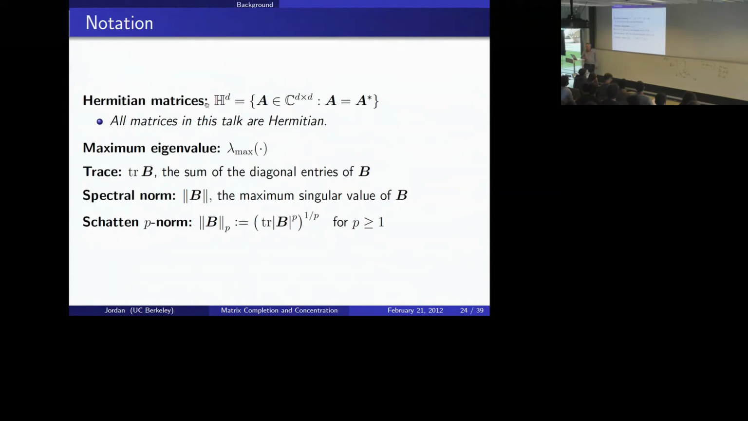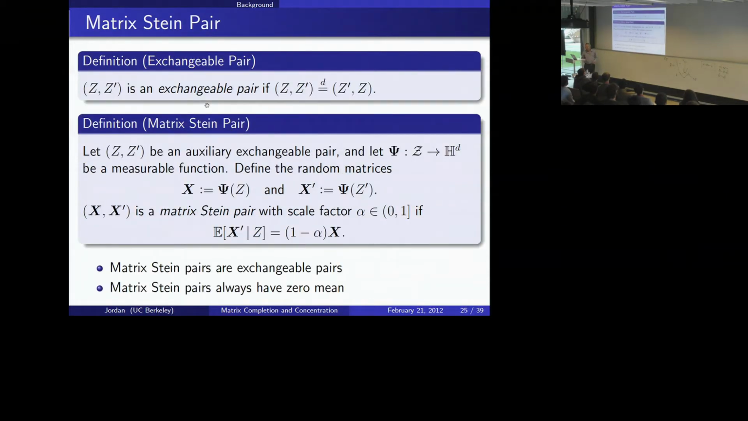So just a little notation. We're going to do Hermitian matrices here. The work is not restricted to Hermitian, but it just simplifies things. Maximal eigenvalue, trace, and spectral norm. All right, so just a little bit of notation so you can understand what we're talking about here.